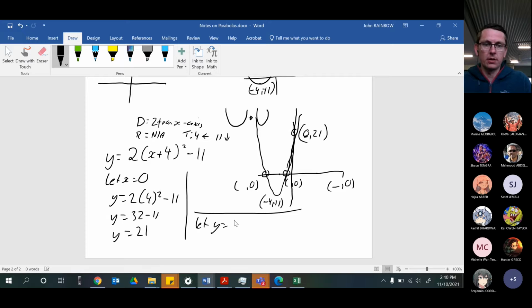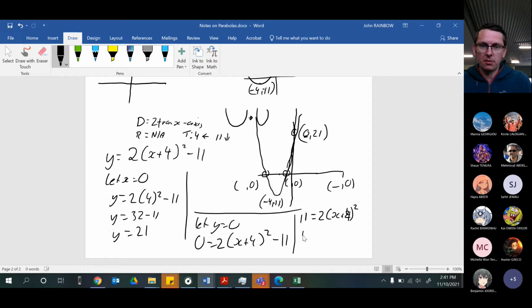Let y equal 0, and we get 0 equals 2 bracket x plus 4 all squared minus 11. I'm going to add 11 to both sides. I stuffed this up, but that's okay. 11 equals 2 bracket x plus 4 all squared. Divide by 2 on both sides. It's actually going to be 11 on 2 equals x plus 4 all squared.